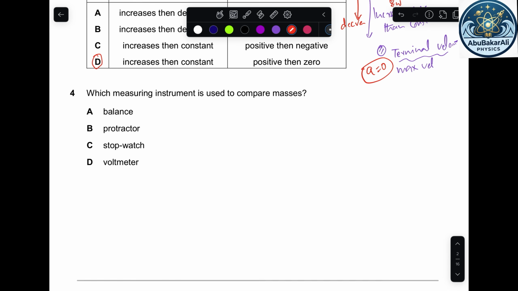Then which measuring instrument is used to compare masses? To compare masses we need a balance, right?